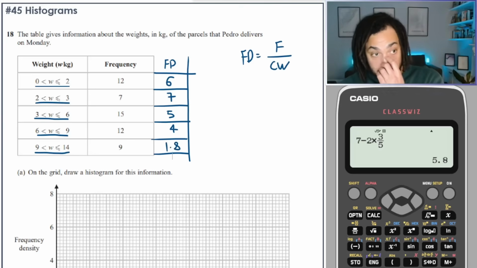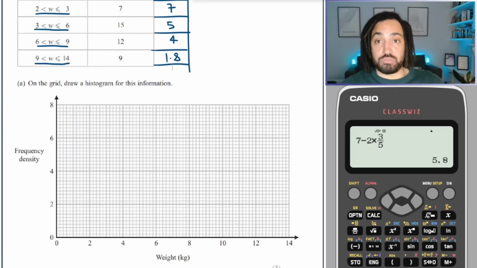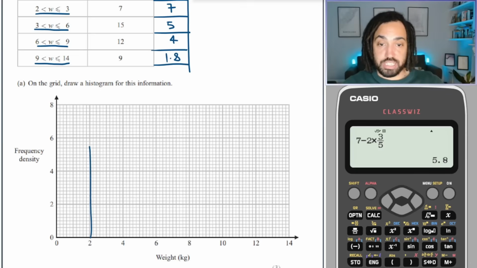Okay, now we are good to draw. So the first width is from 0 to 2, and that goes to a frequency density of 6. So I go up to here and across.